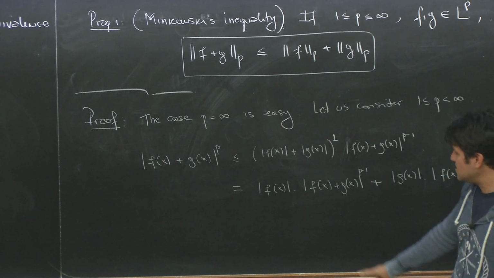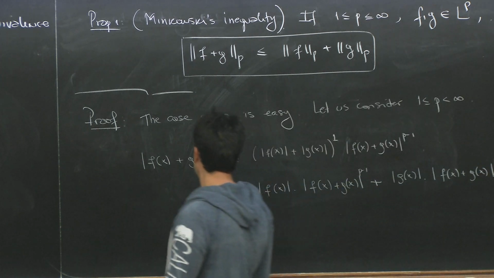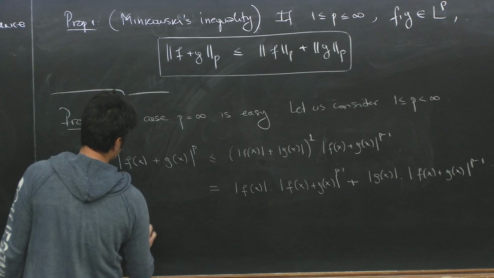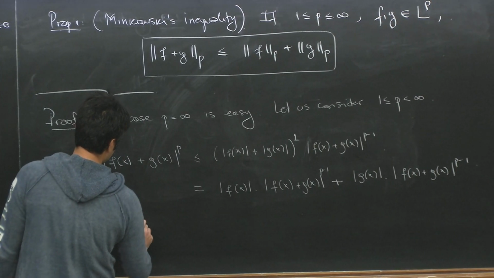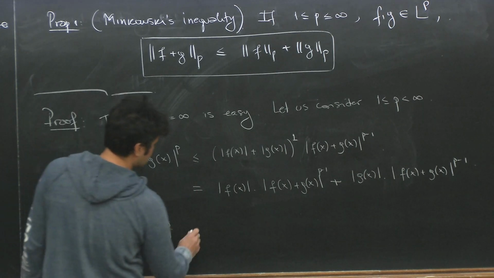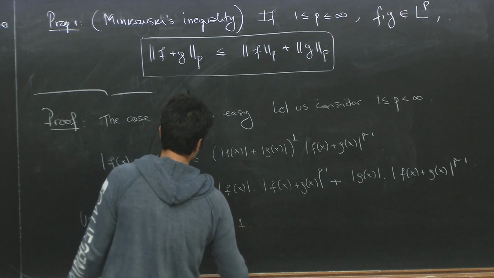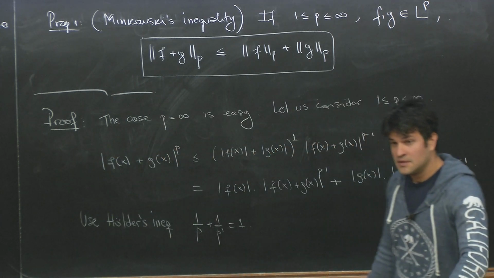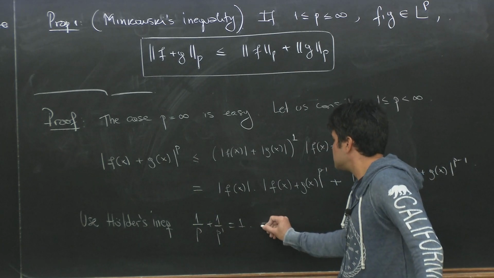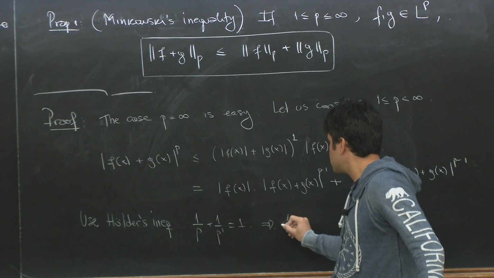Okay? So the idea now is to use Hölder's inequality with the conjugate exponents, 1 over p plus 1 over p prime equals 1. So if you have exponents p and p prime, and these add up to 1, you can actually solve for p prime if you want.